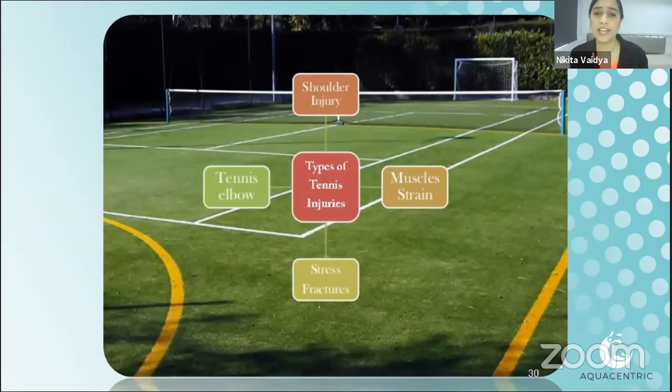So it's the summary of the types of tennis injury. Now, we should understand that injury can happen anywhere, right? From your skin to your muscle, to your ligament, to your bursa, to your tendon, to your bone, anywhere. So you have to be utmost careful. You have to be cautious.